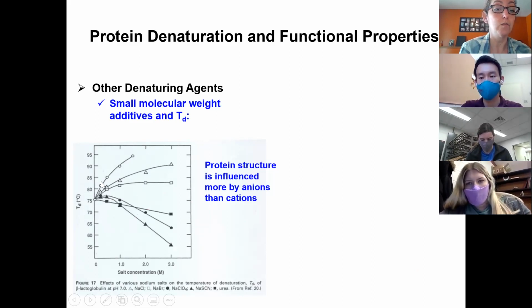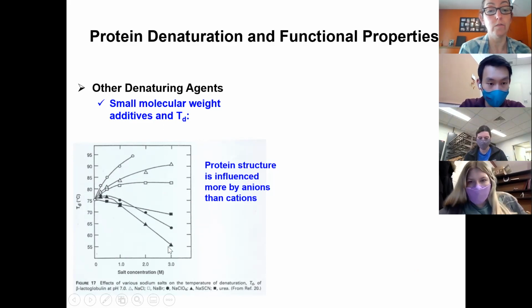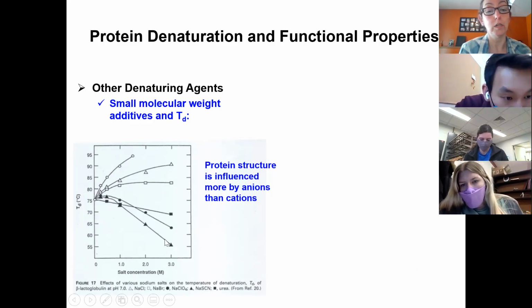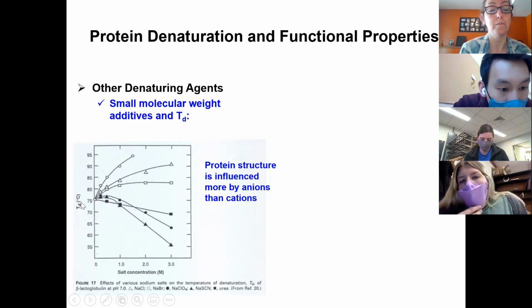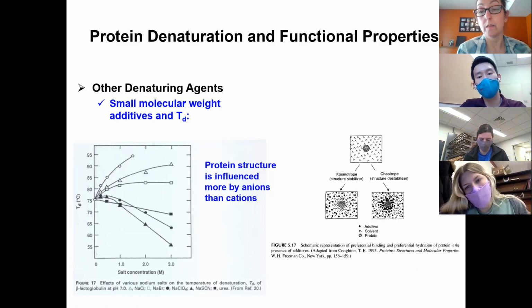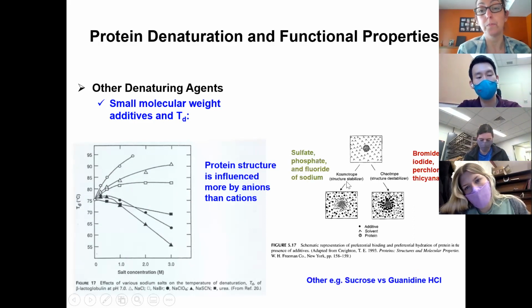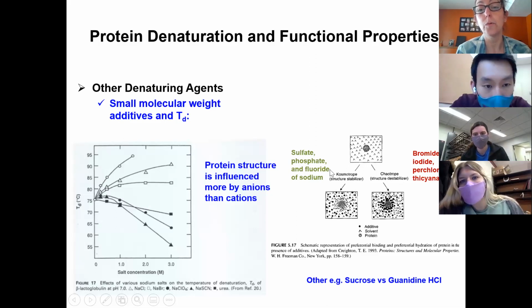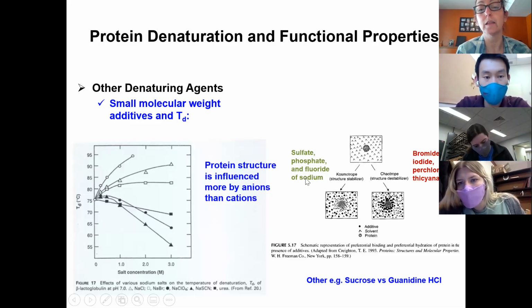sodium bromide. So if you see here, with higher salt concentration, you actually stabilize the protein, but a different type of salt, here's like sodium thiocyanate, for example, higher salt concentration destabilizes the protein, causing the temperature of denaturation to be lower. So these two types of salts, we call them cosmotrope and chaotrope. So cosmotropes are like sulfate, phosphate, and fluoride of sodium.